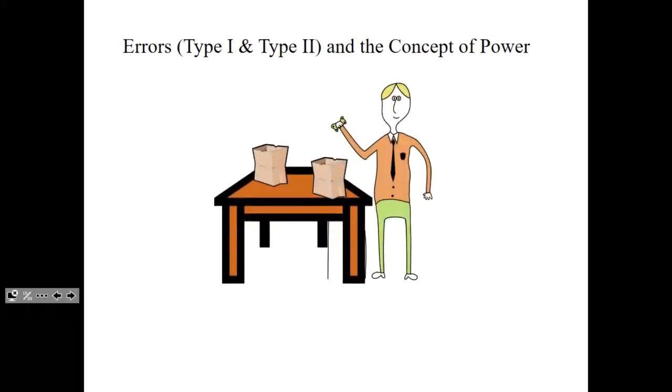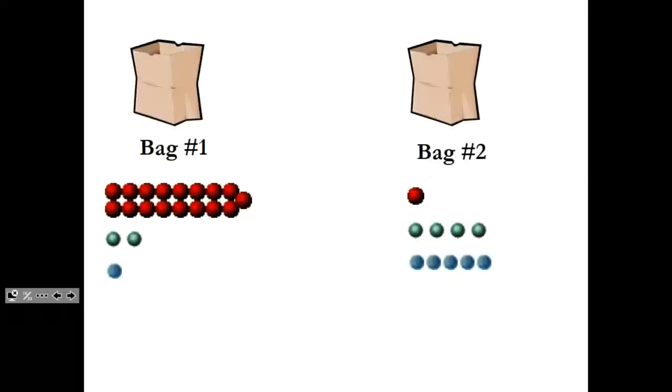So let's try this. This is Houdini. Houdini has a couple bags, and he's going to do a couple tricks for us. Now, the way this works, because like I said, he's Houdini's less famous cousin, he has bag 1 and bag 2. In bag 1, we have, it should be 17 red balls, 2 green balls, 1 blue ball. And in bag 2, we have 1 red ball, 4 green balls, 5 blue balls.